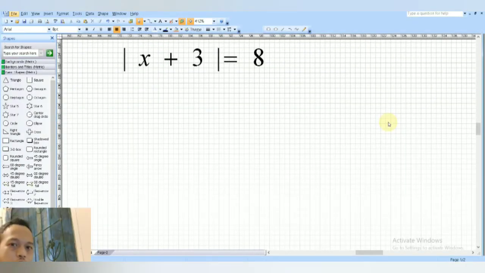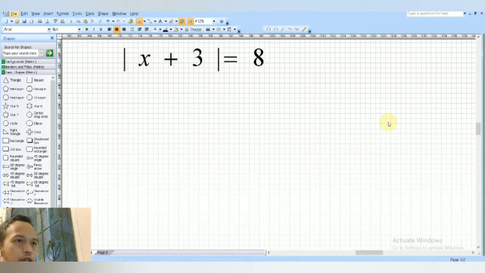Before we go to the inequality, I want to show you how to present a solution set in number line form. So let's go back to an equation before we go to inequality. This is an equation problem in absolute value sign. So let's just solve this one. You can remember that to solve this, you have to separate this into two conditions.